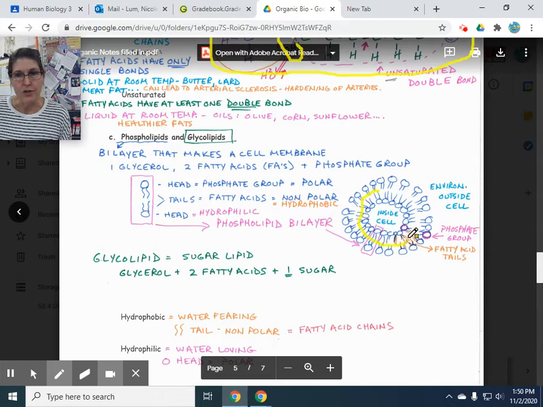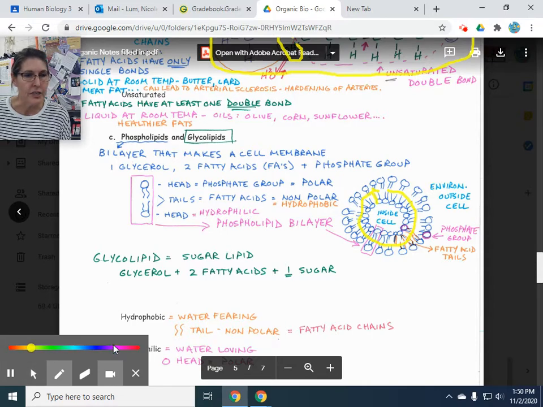They're right here. I have two layers. So I have tails facing this way, I have tails facing this way. It is a bilayer. I have water around the outside, and I have water on the inside of the cell. My tails don't come in contact with it. They are said to be hydrophobic.